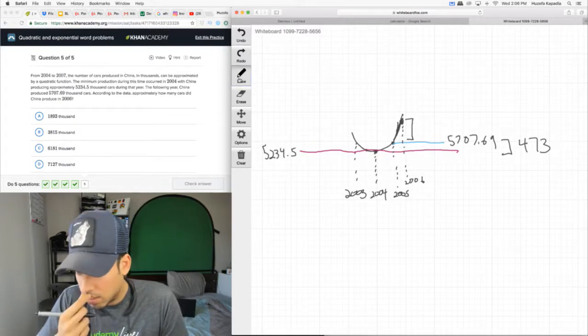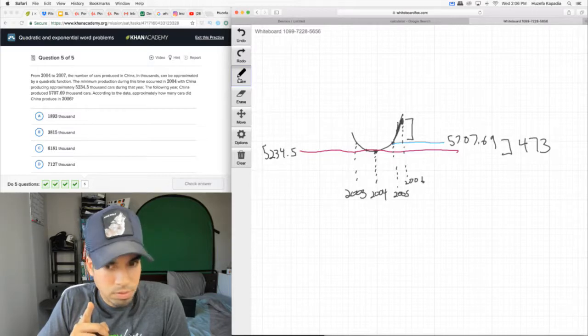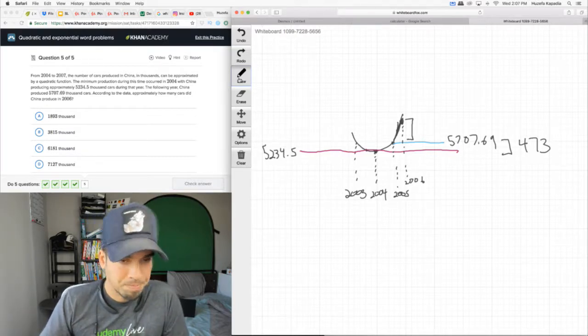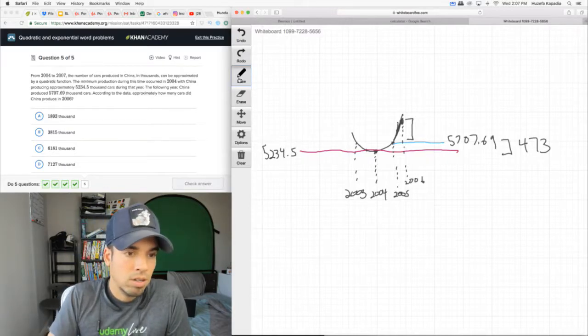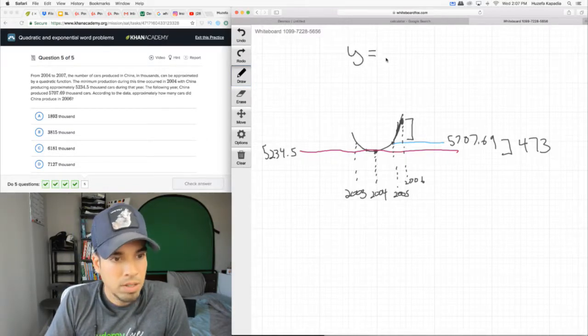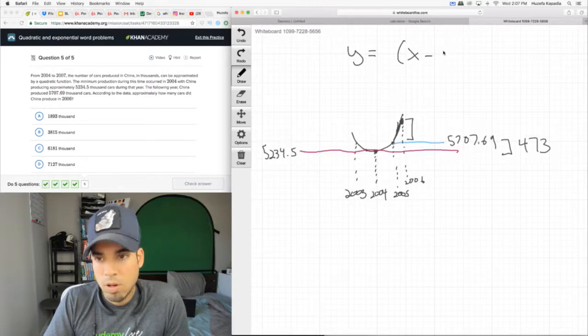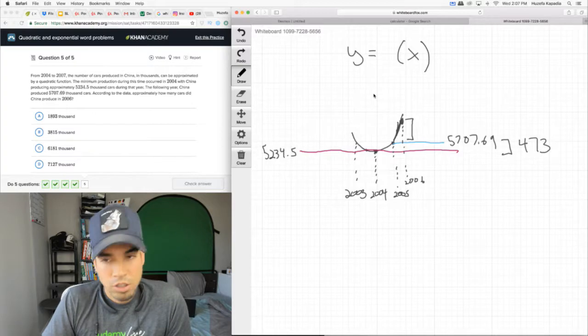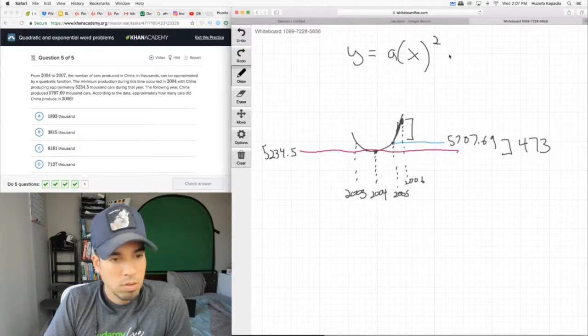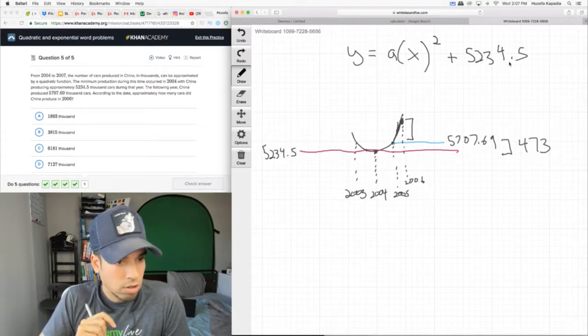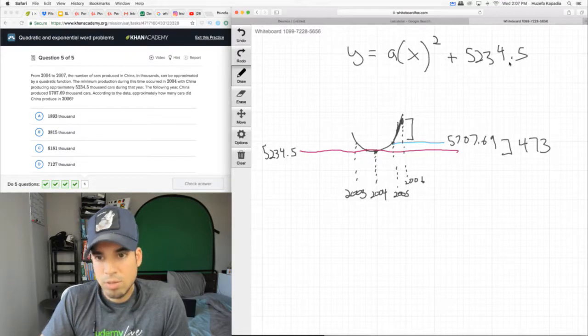Let me just see if there's any other way that we can tackle this problem. So we got 2004, 5,234. Then the following year they go 5707.69. Now let me just play this out really quickly. Say y equals a times x minus 0, because this is the starting point, it doesn't matter, let's just say that's our minimum, x minus 0 squared. We have some a value, plus 5234.5. So this is our starting point, and we know that when x equals 0, that's what it equals.